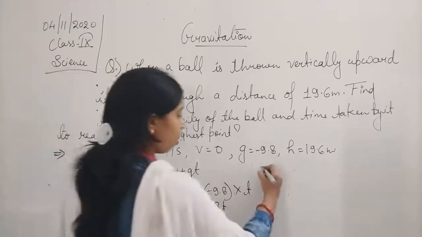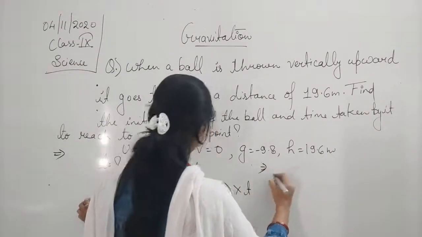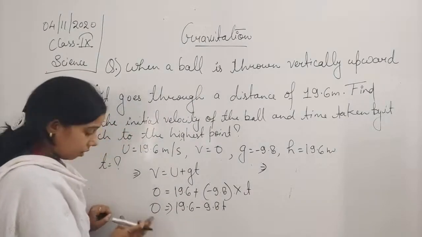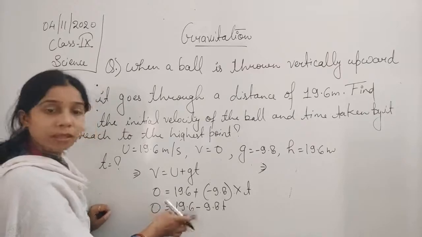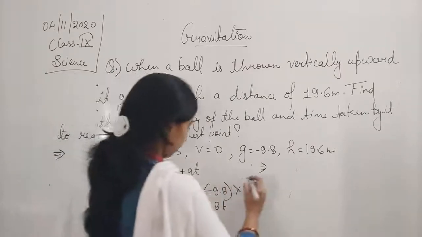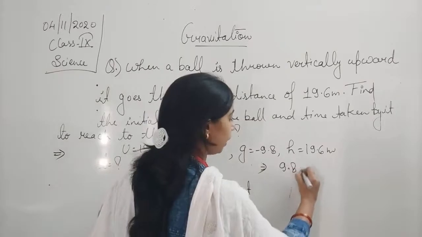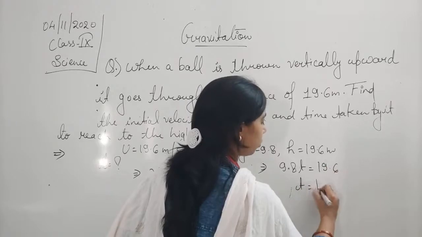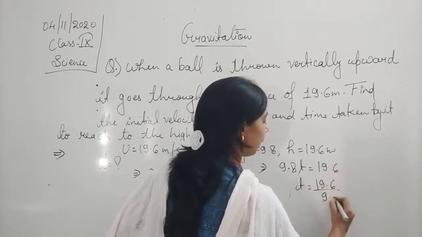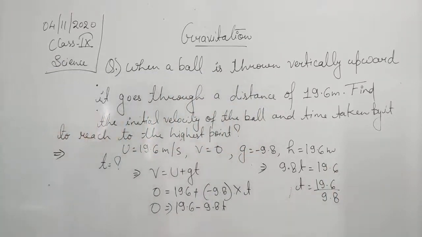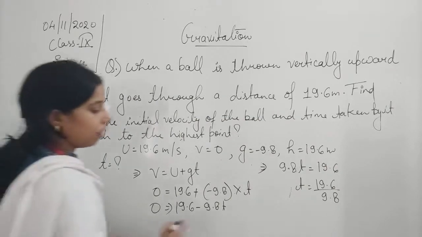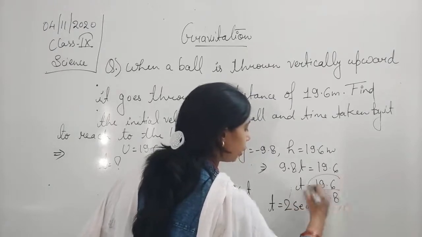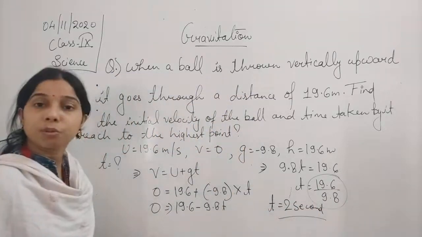Or we can say it like this, if we take this 9.8t to the other side, then this minus will get converted into plus. So here it will become 9.8t is equal to 19.6, or t is equal to 19.6 upon 9.8. So now this value t will be equal to 2 seconds. When you divide it, you will get t is equal to 2 seconds.